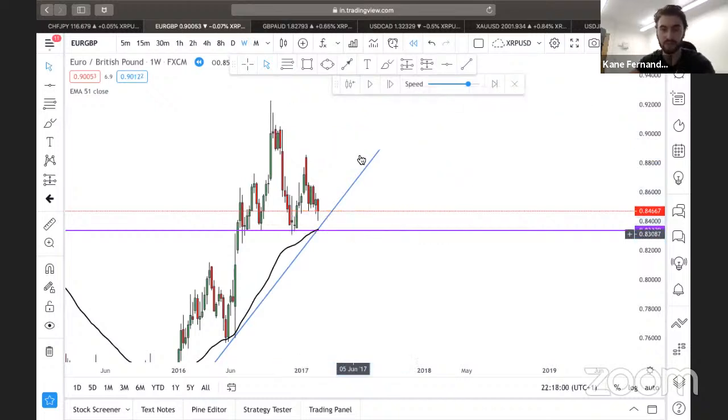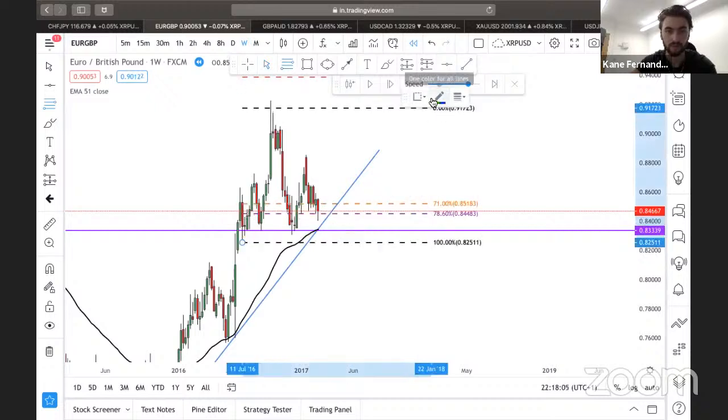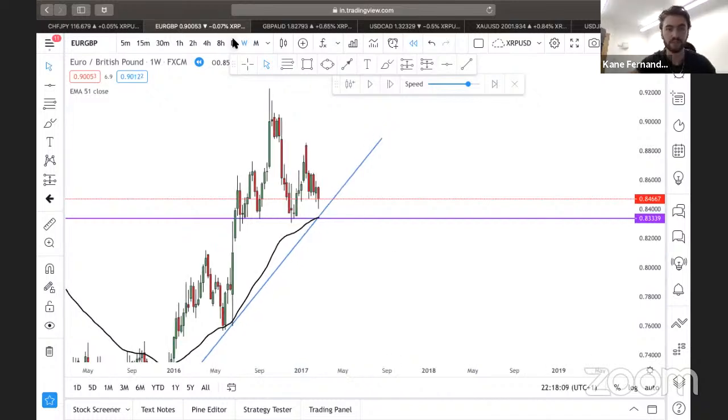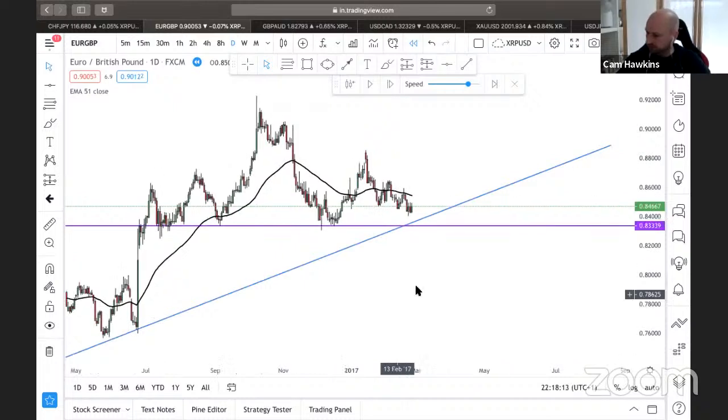So let me just change this fib, because I think there's another one. If I do it from there to there. No, there's not really a fib in play here. So I'm going down to the daily, see if I can see something different. Oh, actually, now, so thanks to who was it?